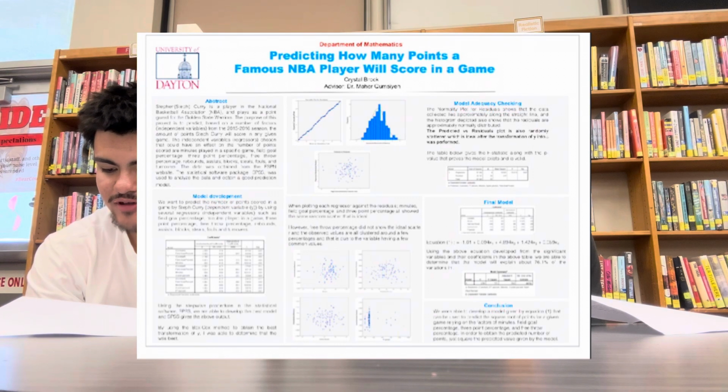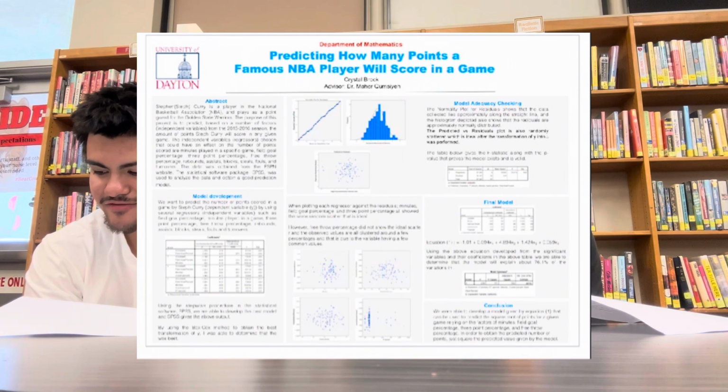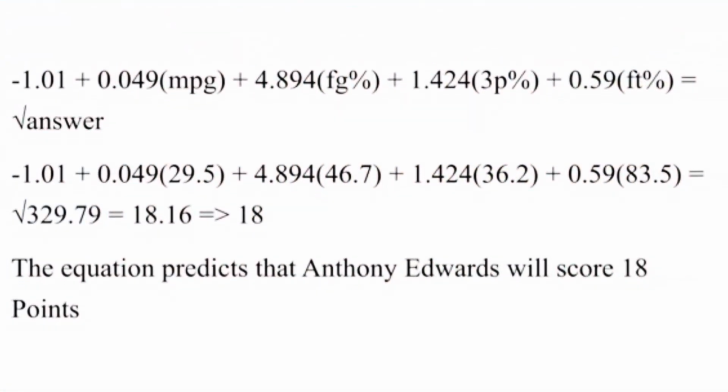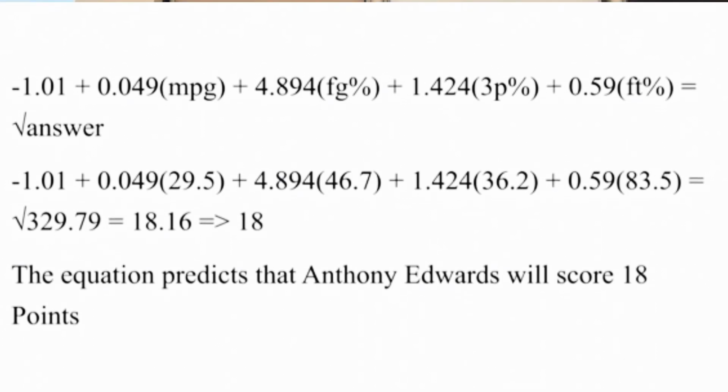The equation they gave was negative 1.01 plus 0.049 times (minutes per game), plus 4.894 times (field goal percentage), plus 1.424 times (3-point percentage), plus 0.59 times (free throw percentage), and then after that you just take the square root of the answer to find the expected number. So we plugged our numbers in and we got an answer of 329.79, and we square rooted that and got 18.2, which we rounded down to 18.